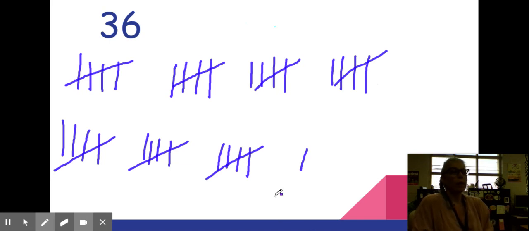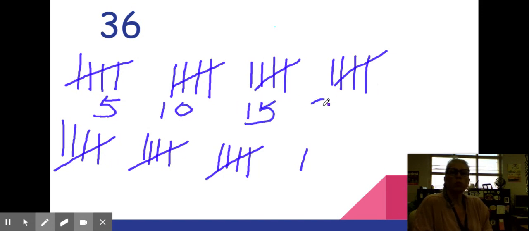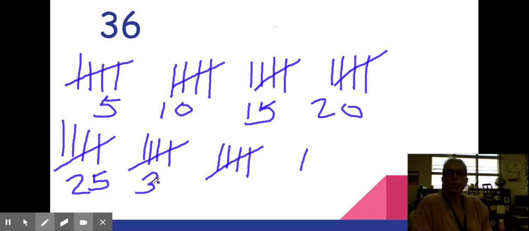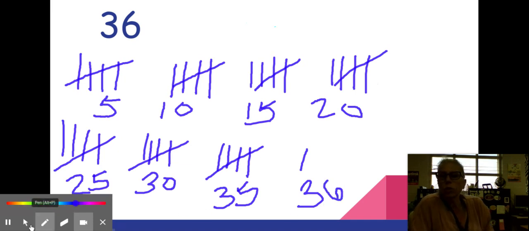We're going to go back and count by fives just to make sure we didn't make any mistakes. 5, 10, 15, 20, 25, 30, 35, so we've counted by fives to do our tally marks, but there's not a whole group of 5 here. 35, start counting by ones, is 36. Awesome job, guys. Get my eraser.